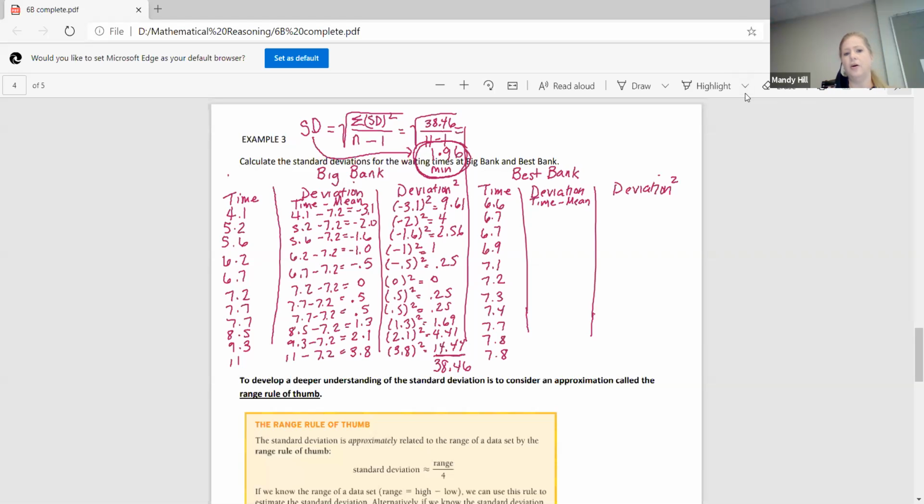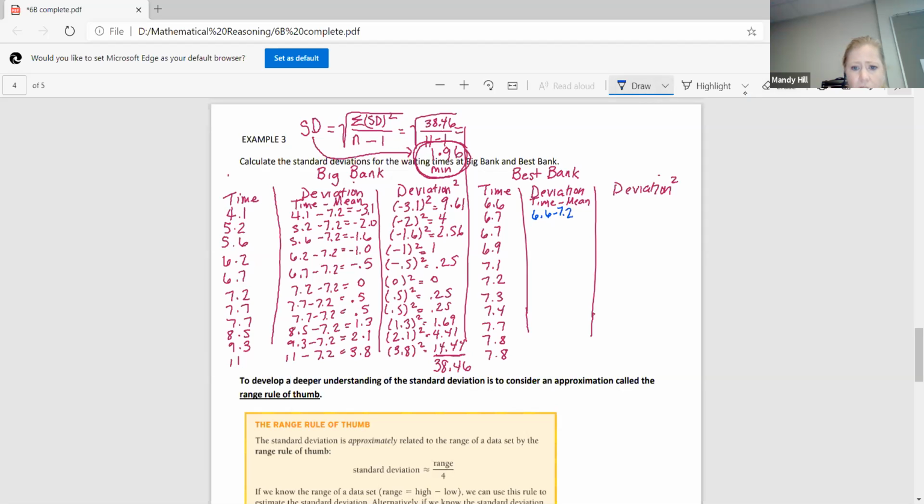So we had already talked about Big Bank on 6B, and we had calculated the standard deviation for Big Bank. Now we didn't have time in class, but we need to calculate the standard deviation for Best Bank. And so we wrote down all the waiting times for Best Bank, and to calculate the deviation, not the standard deviation, but the deviation, you need to subtract. So you take your 6.6 and you subtract your mean of 7.2.